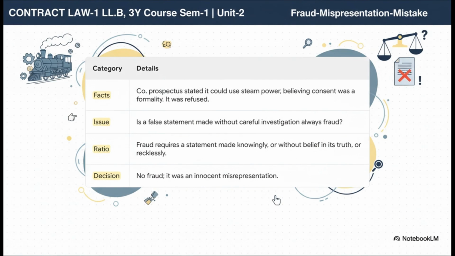We will now examine the landmark case of Derry versus Peek from 1889. A company prospectus suggested it had the right to use steam power, a belief the directors held honestly but which was later denied. The legal issue was whether a false statement, made with an honest belief in its truth, constitutes fraud. The House of Lords held that it does not.